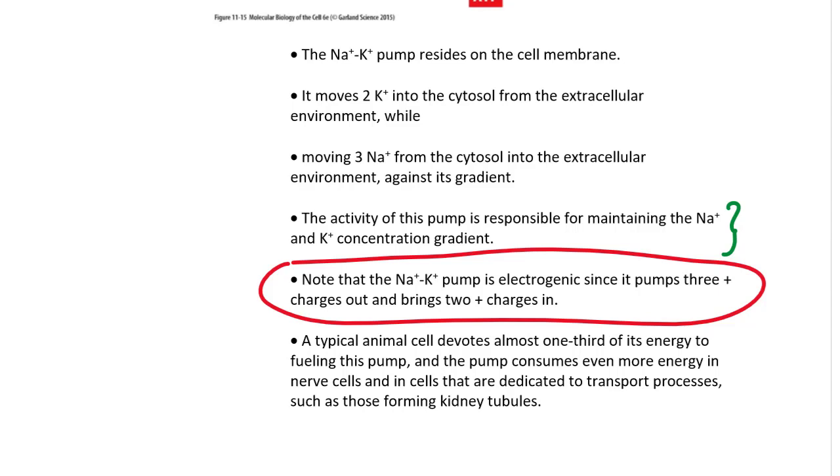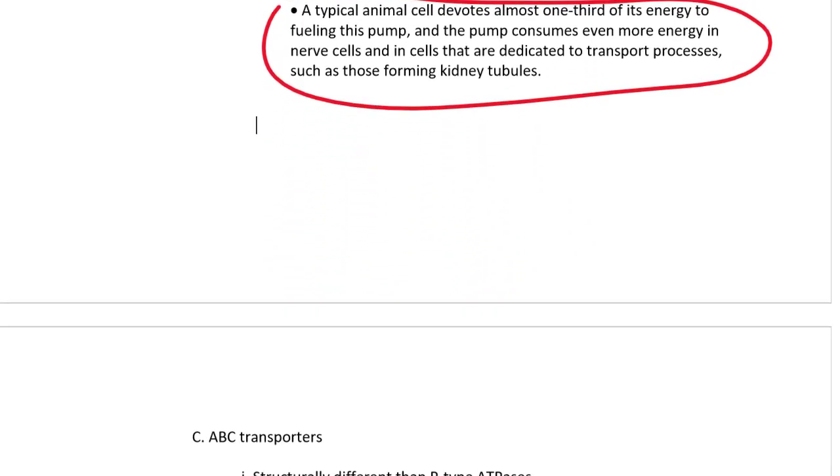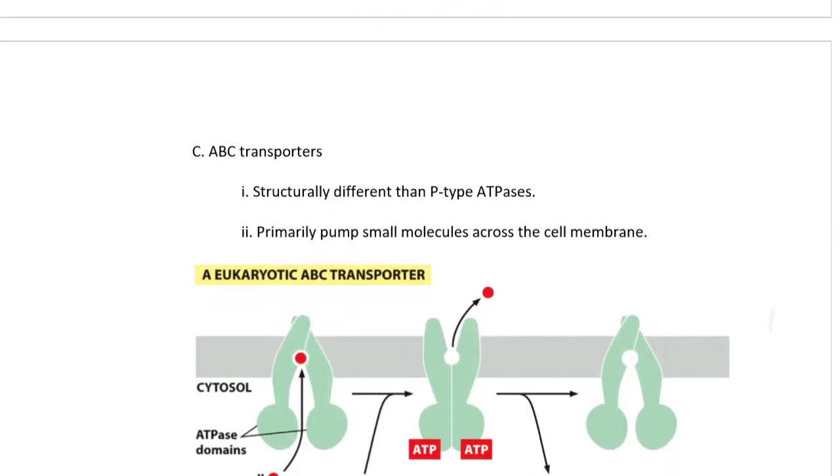A typical animal cell devotes almost 1/3 of its energy to fueling this pump, and the pump consumes even more energy in nerve cells and in cells that are dedicated to transport processes, such as those forming the kidney tubules. Where do all my calories go? Here you go. Here's 1/3 of it or more. That's where they go. Even while you're resting and not doing anything, your sodium-potassium pump is working hard to maintain that sodium and potassium gradient across the cell membrane. And without it, well, there's going to be a lot of problems if the sodium-potassium pump is inhibited.